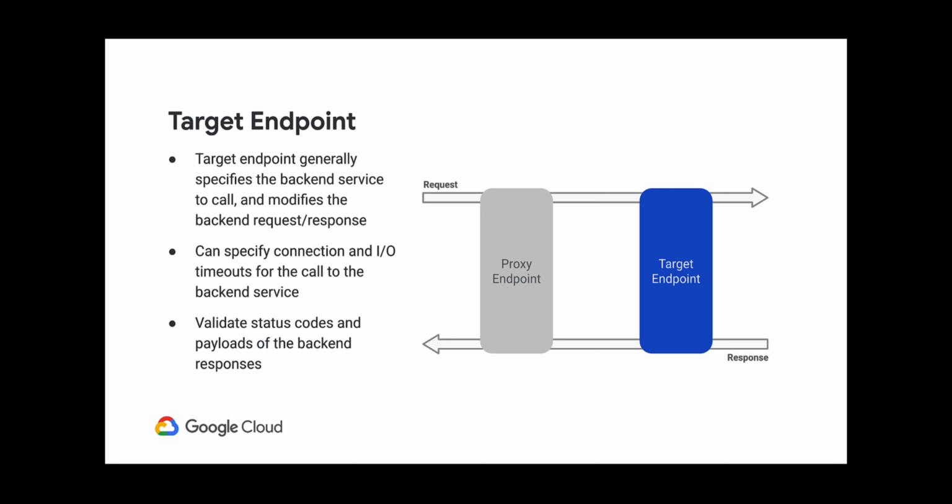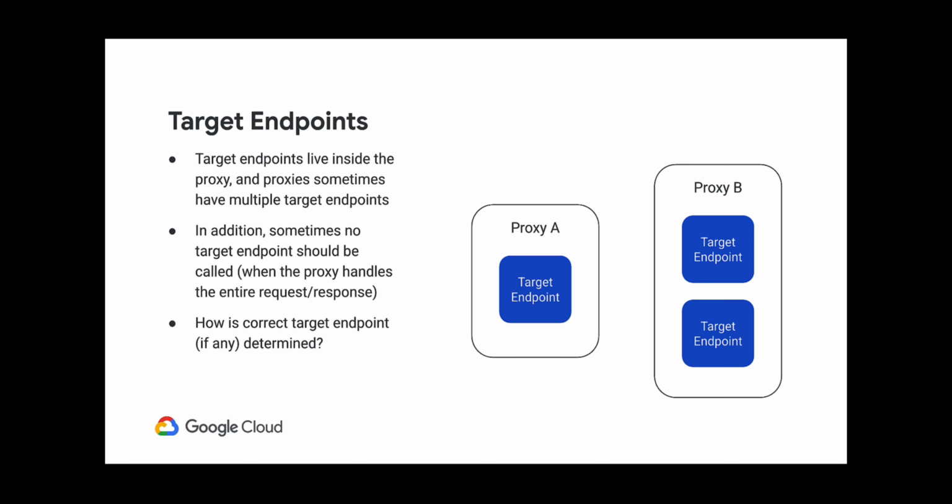So the target endpoint is where you configure how Apigee connects to your backend services. It specifies the backend service to call, and it allows you to modify the backend request and response, set connection timeouts, and validate the status codes and payloads of the backend responses. So this is one of the parts you're going to use a lot. Again, you can manipulate the payloads, and you can even catch the different kinds of status codes which come back. Again, a lot of functionality here for the behavior of your target endpoints.